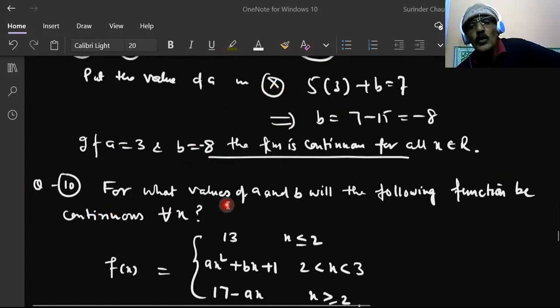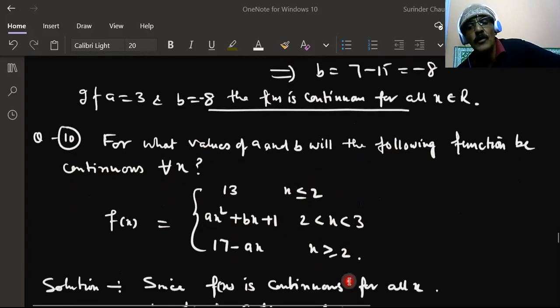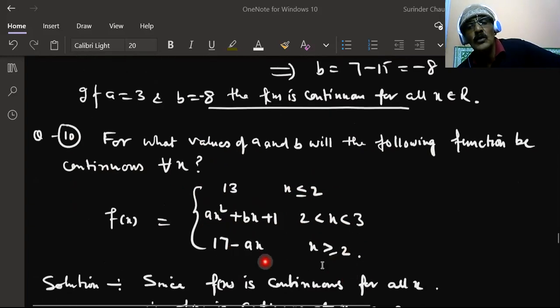For what values of a and b will the following function be continuous for all x? Again, a similar question. For x less than or equal to 2, f(x) is 13. For 2 < x < 3, f(x) is equal to ax² + bx + 1. And for x greater than or equal to 3, f(x) is equal to 17 - ax.